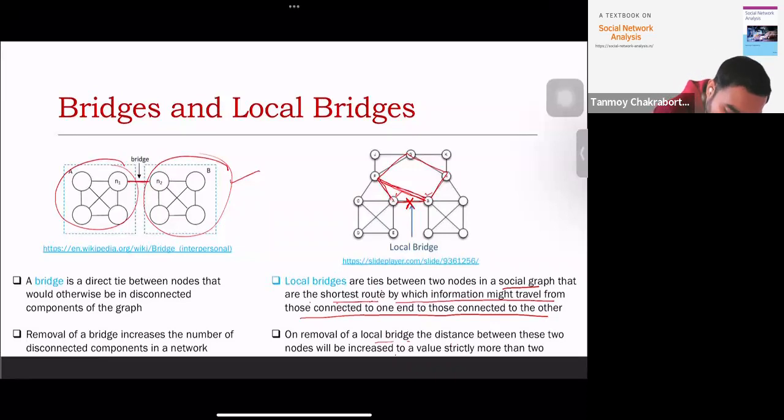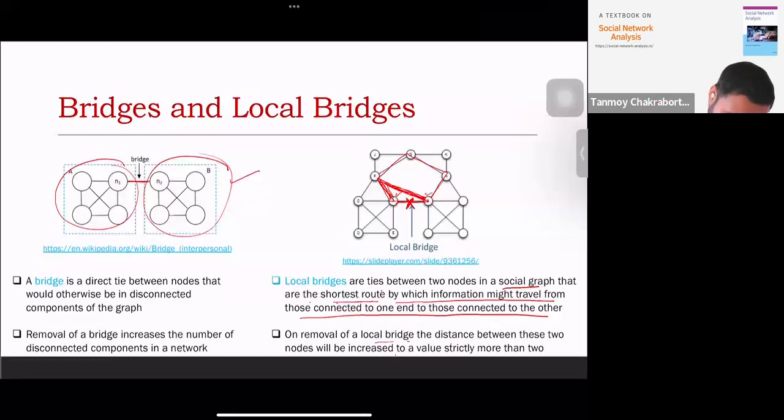If this kind of connection exists, what does it mean? It means that before removing a particular edge there was a triangle. So if an edge is a part of a triangle, then that edge cannot be a local bridge.